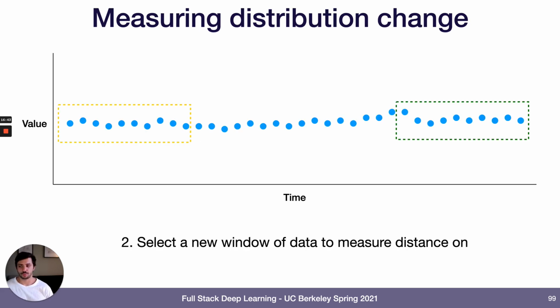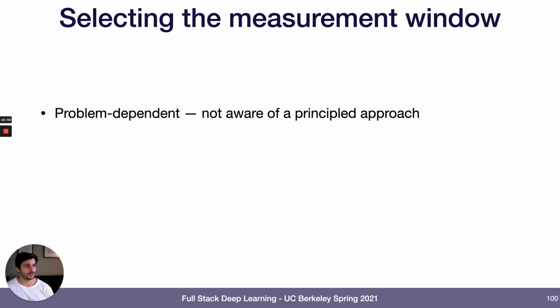Next thing that you'll do, once you have this reference window of data, is select your new window of data to measure a distance on. How do you select that measurement window? Very problem dependent. I'm not aware, at least, of a principled approach for saying, okay, should I monitor an hour of data or a day of data or a minute of data?